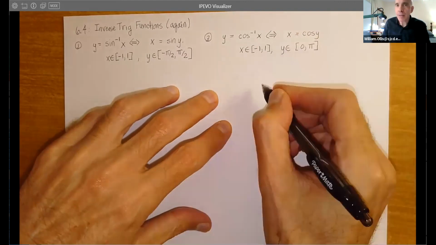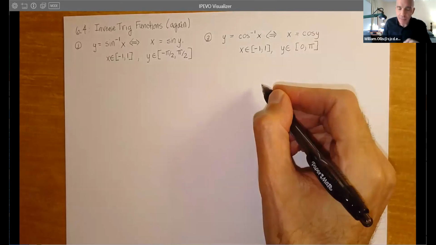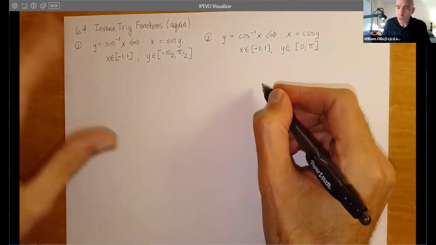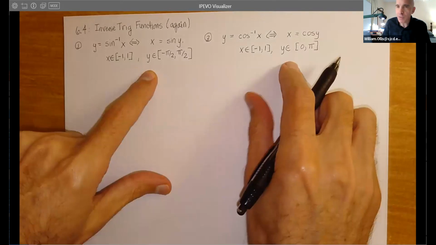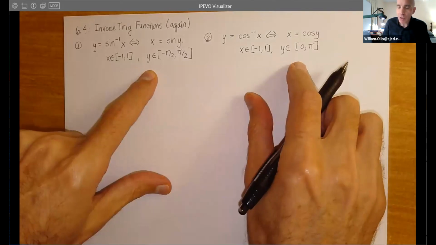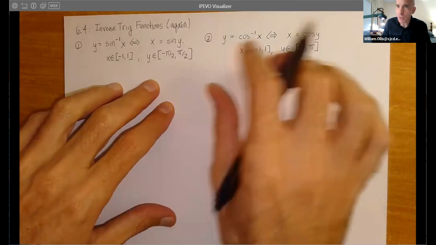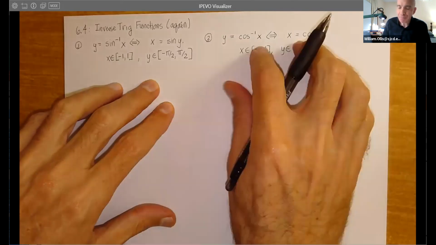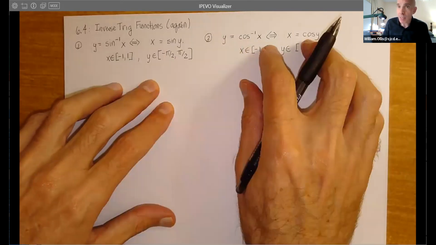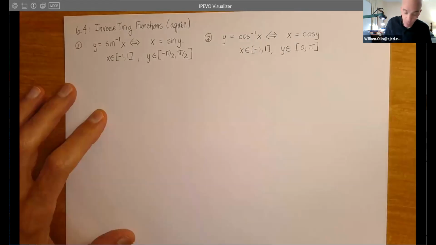So again, one thing I said when we first started this, you can just remember what the graphs are, and that gives you all this information. So how you want to remember this is up to you. I think this is convenient because it's easy to write down, and the graph you can just kind of keep in your brain.